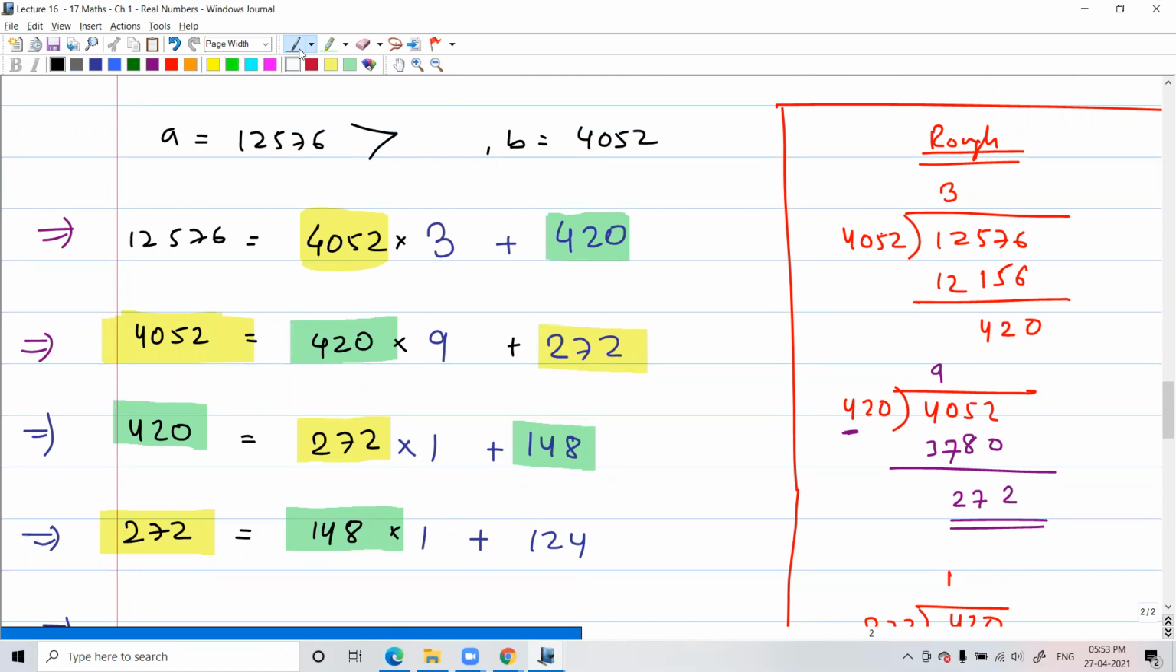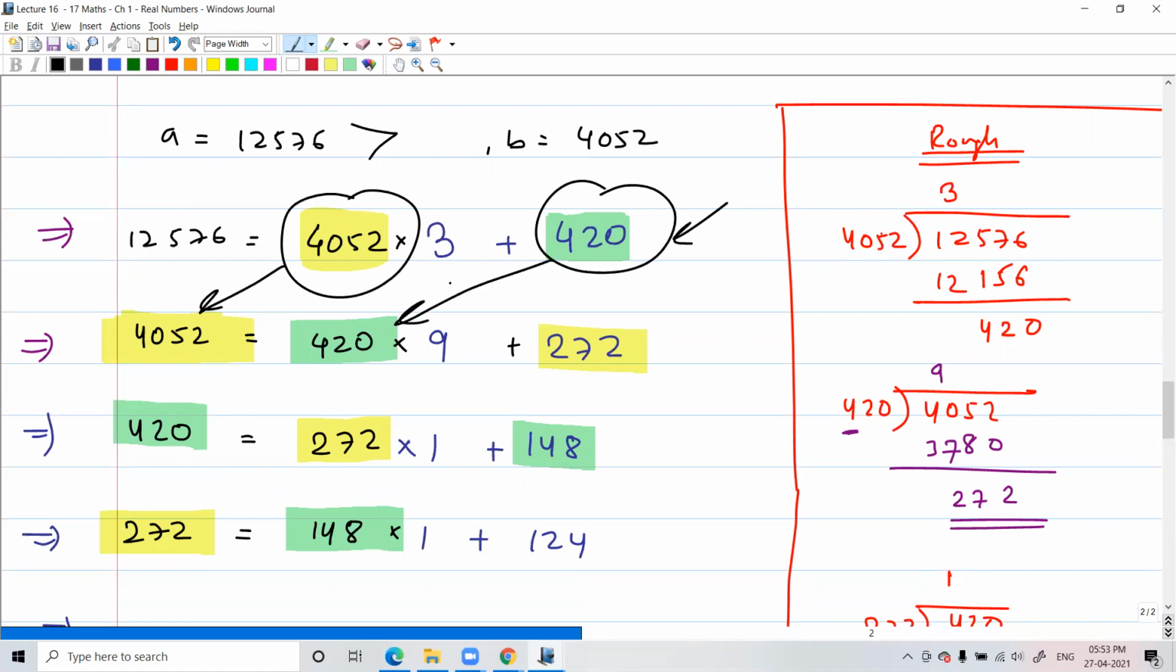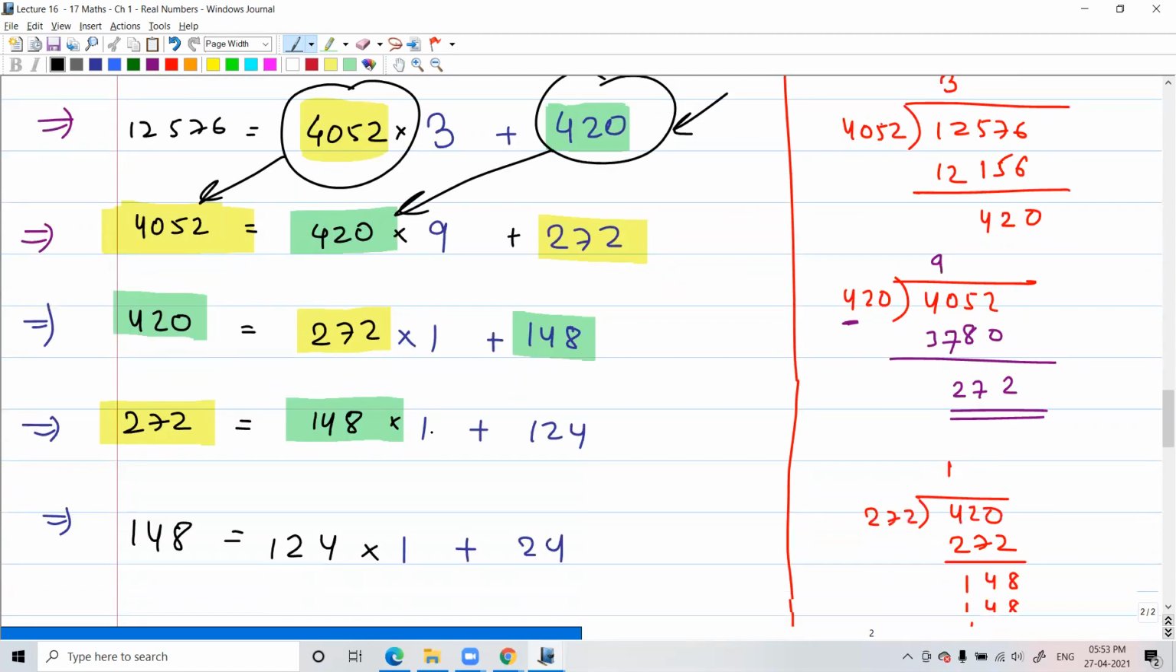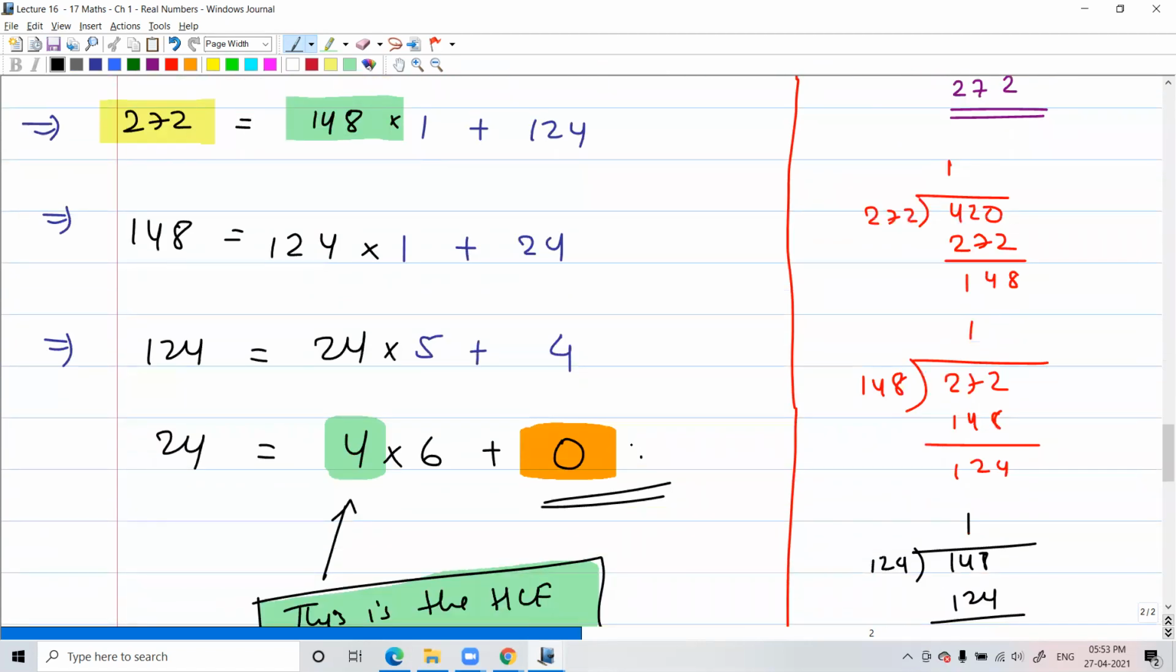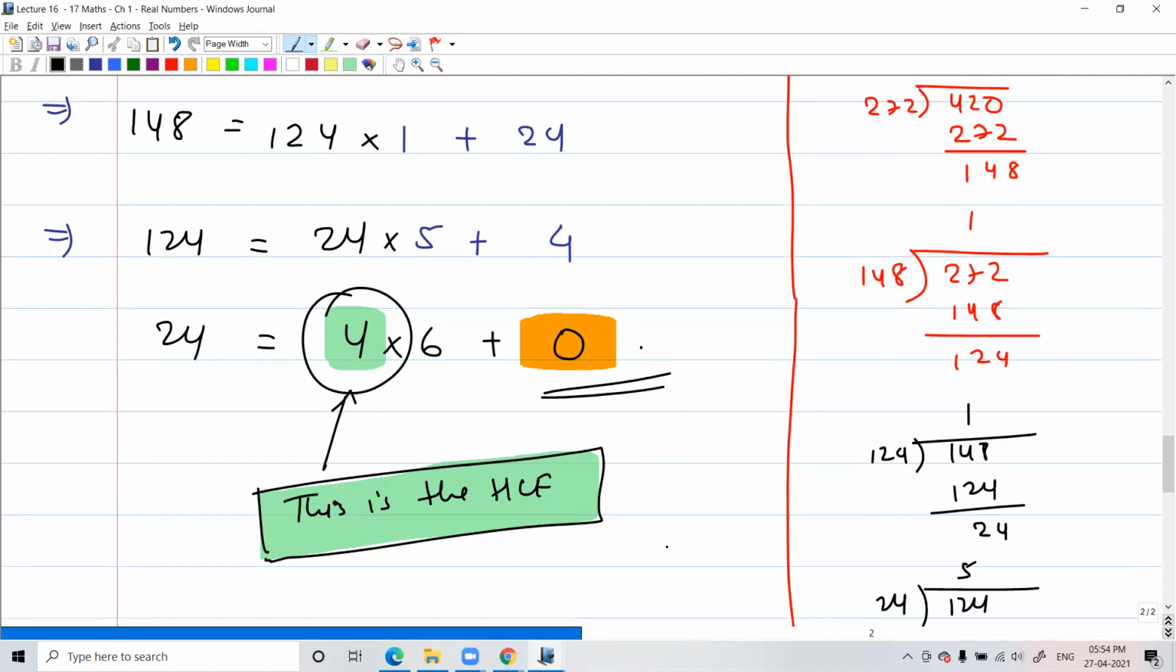We just kept on applying the Euclid's division lemma again and again by choosing different a and b values. Every time, what did we do? Until the remainder becomes 0, whatever is the divisor becomes the new dividend, and whatever is the remainder becomes the new divisor. And once you get the remainder as 0, then whatever is the divisor at that stage becomes your HCF. Okay.